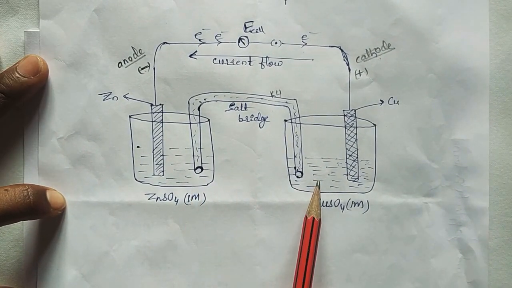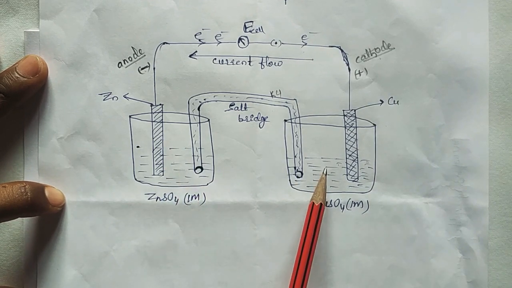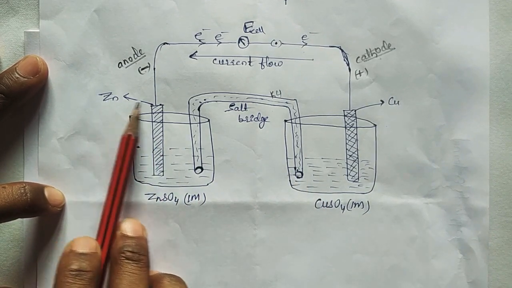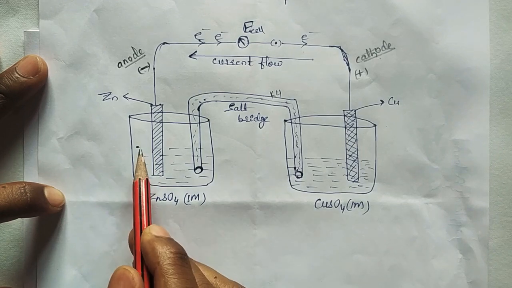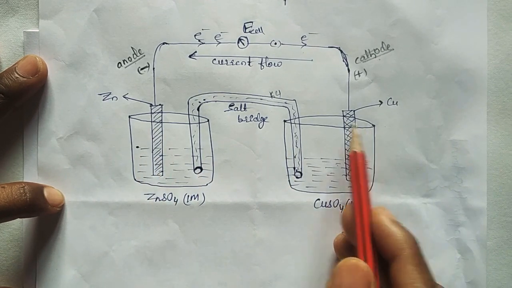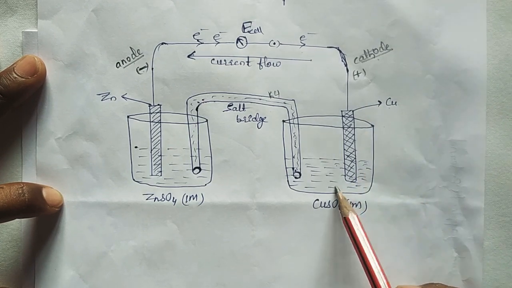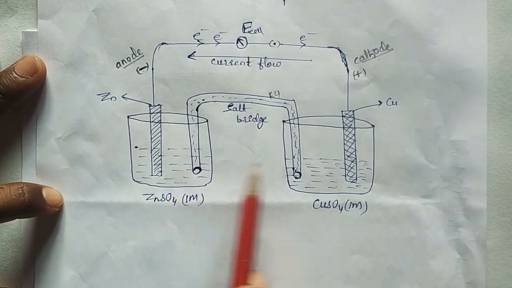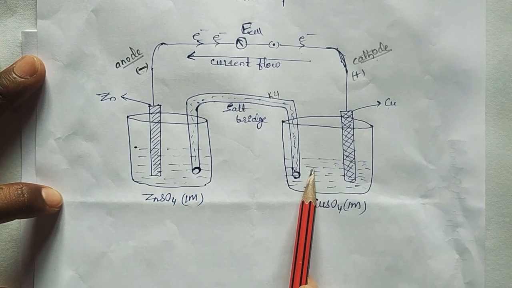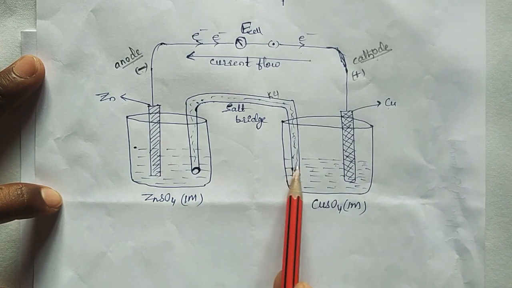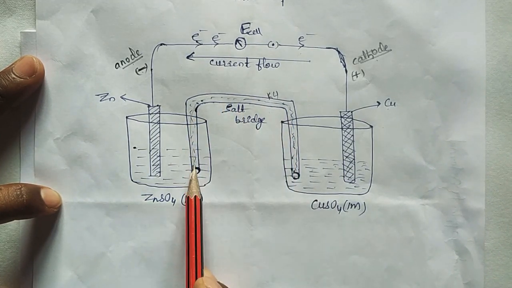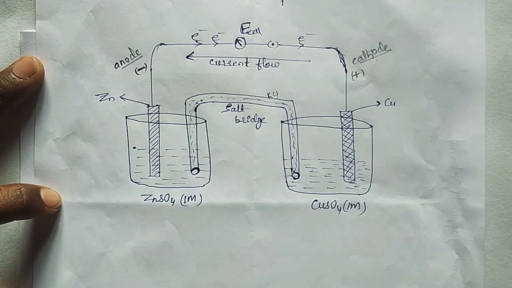The Daniell cell consists of two compartments. In one case, zinc is dipped in zinc sulfate solution, whereas in the second compartment or vessel or beaker, the copper electrode is dipped in copper sulfate solution, and these two beakers or compartments are connected by means of a salt bridge and conducting wires.